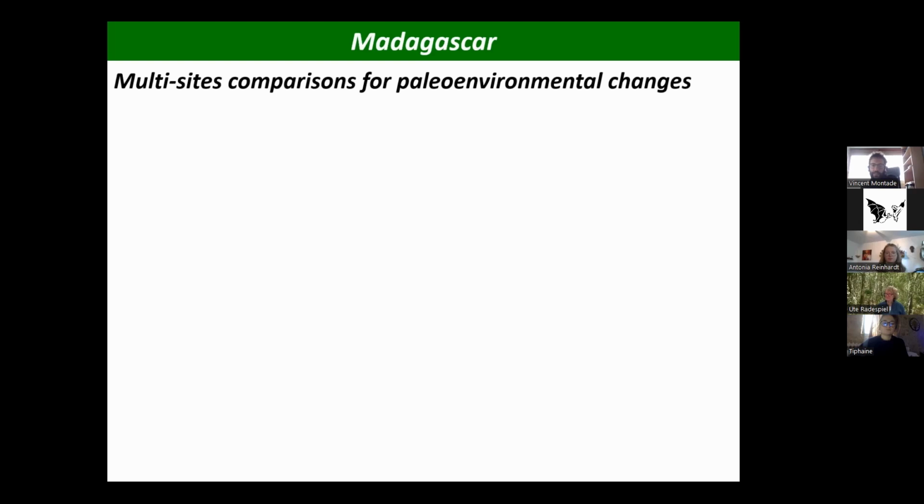And I wanted to speak about this limitation because it's really interesting for us, for paleoecological research, to not use only one site, but to compare different sites to try to have an environmental synthesis at a regional scale of environmental changes. So I will use two examples basically to speak about this limitation.